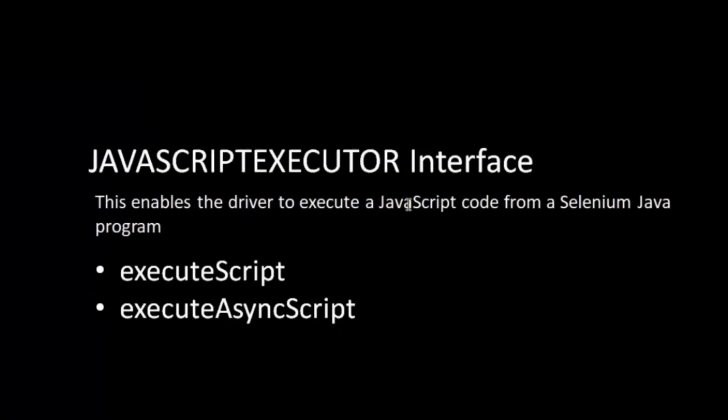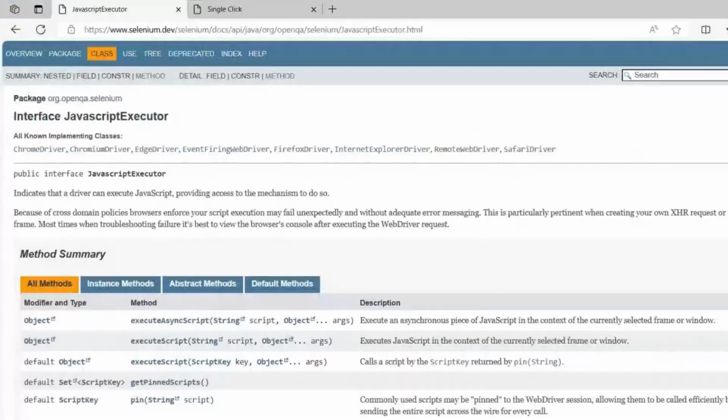In this video, we will cover the JavaScript Executor interface. This interface enables the WebDriver to execute JavaScript code from a Selenium Java program. We could use executeScript to perform synchronous execution, and we could use executeAsyncScript to perform asynchronous execution. Let us now take a look at the Java docs for these two APIs.